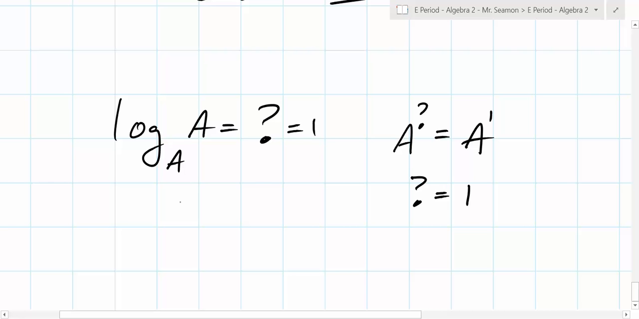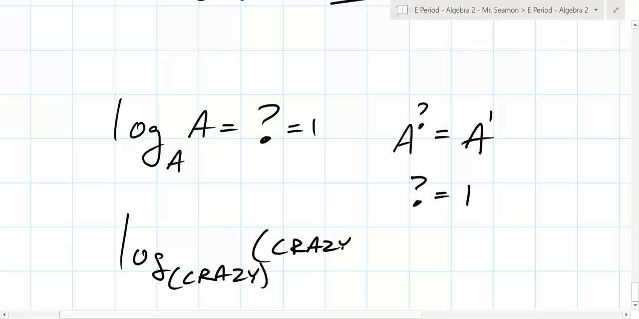So what does this tell us? Log base a of a is always equal to what? 1. So what's log base 5 of 5? 1. What's log base 10 of 10? Log base 7 of 7. You're going to see log of something crazy of crazy, and what are you going to say that equals? 1. You with me so far? If you have the base and the thing are the same, the log is 1.